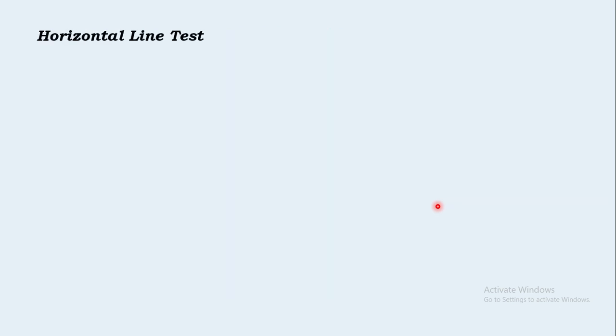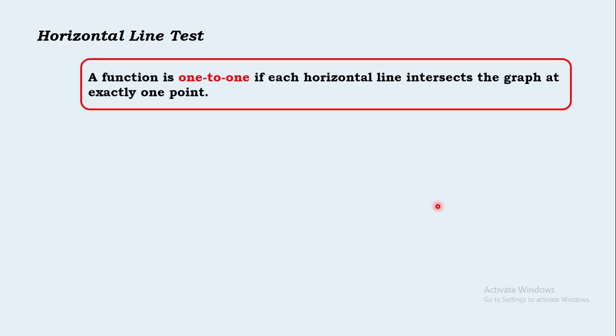So to summarize, how do we identify a one-to-one function given a graph? If we are given a graph and we want to determine if the graph is a one-to-one function, we are just going to use the horizontal line test. This is the opposite of the vertical line test, which is used to determine if the graph is a function or not, while the horizontal line test is used to determine whether the graph is a one-to-one function or not. A function is one-to-one if each horizontal line intersects or crosses the graph at exactly one point. Meaning, if the horizontal line crosses the graph at more than one point, that is not a one-to-one function.